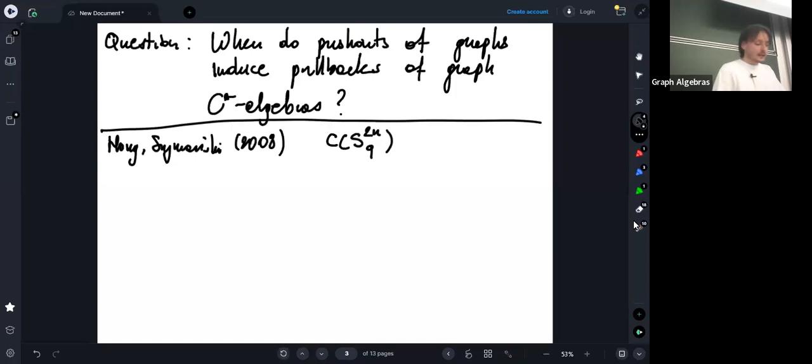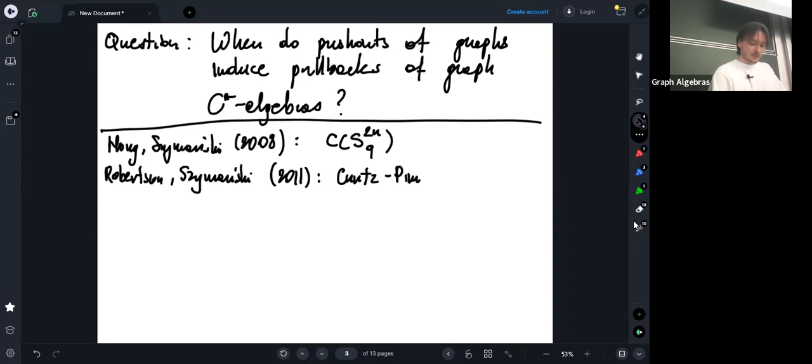Now, then there was a paper that we first kind of missed by Robertson and Szymański, and that's 2011. And it was pointed to us by a referee for a different paper, by the way. So, and they were dealing with Kumjian-Pask algebras. I won't define Kumjian-Pask algebras, but this is just a review of the literature.